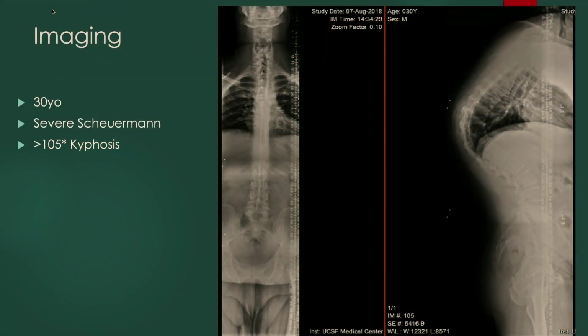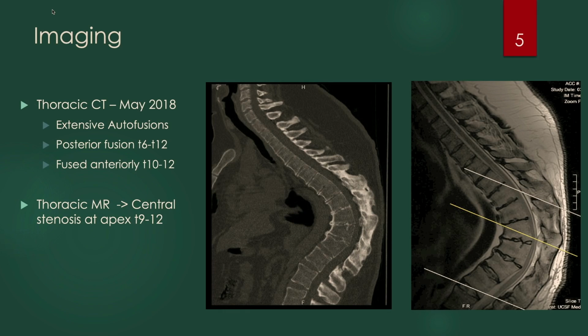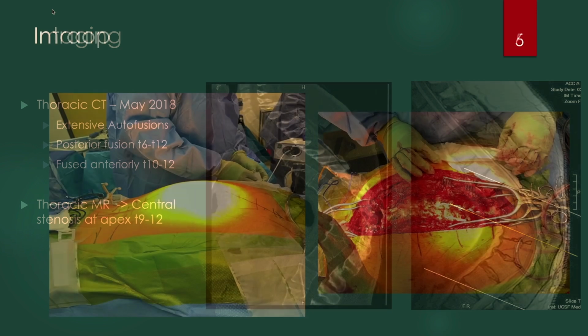So this is a 30-year-old with severe Scheuermann's kyphosis. Typically, we think of Scheuermann's as a flexible deformity, but with long-standing deformity, we can see autofusion. In this case, he had anterior autofusion from T10 to T12, which is the apex of his type 2 Scheuermann's, and then posterior fusions more extensively. And interestingly, in this case, he actually had very severe spinal stenosis due to ossification of the yellow ligament.